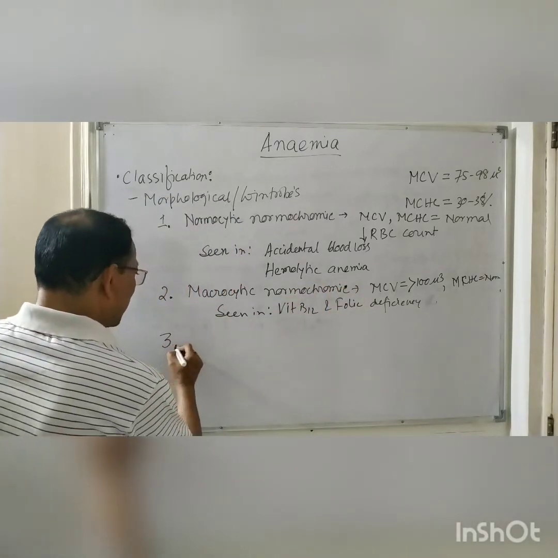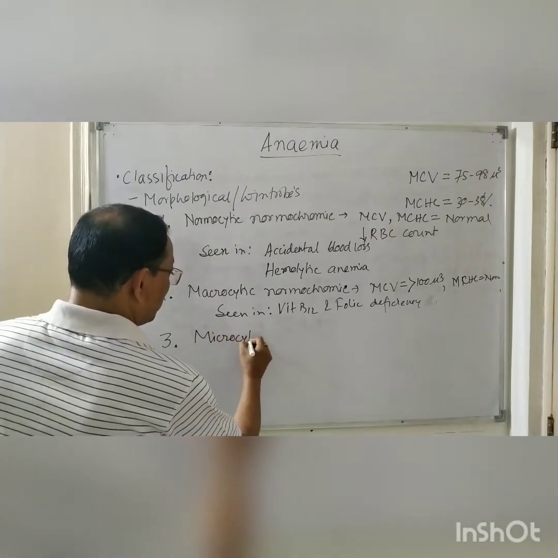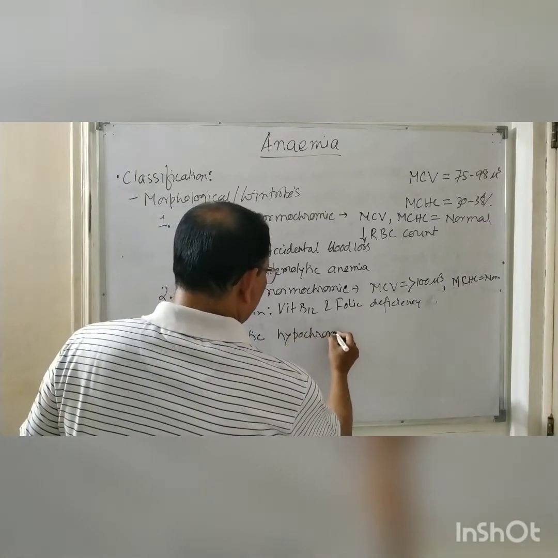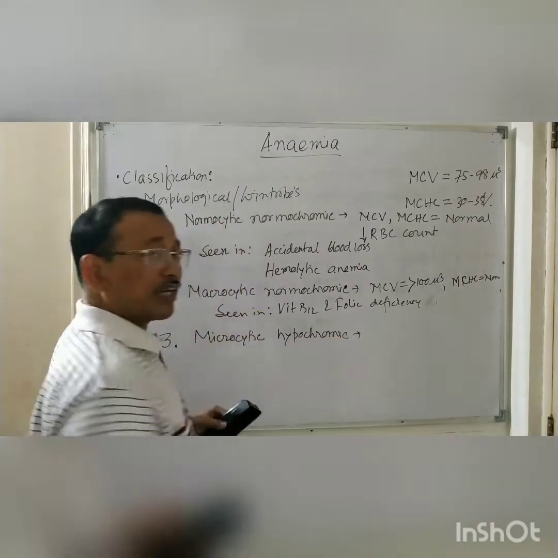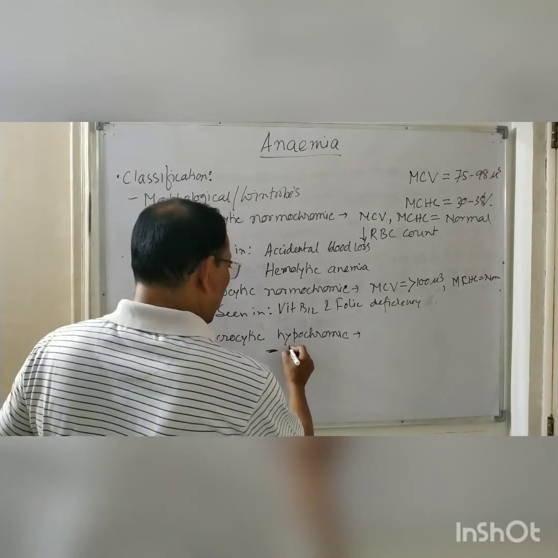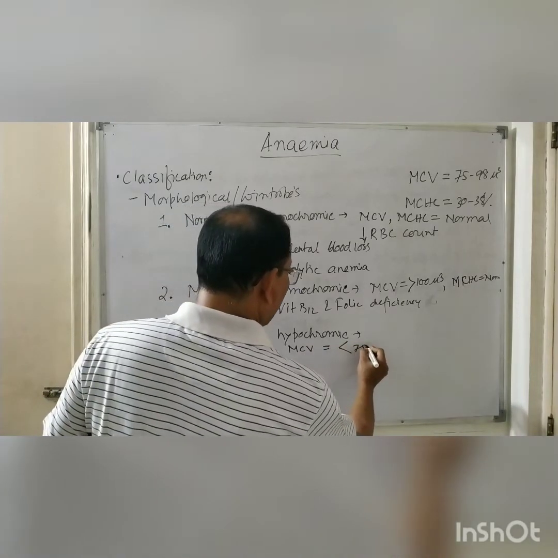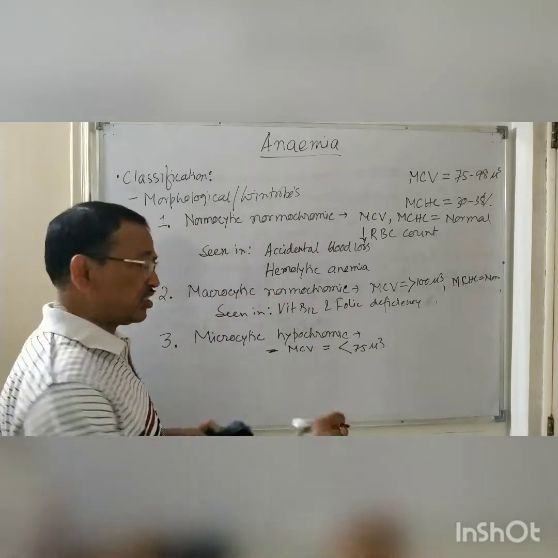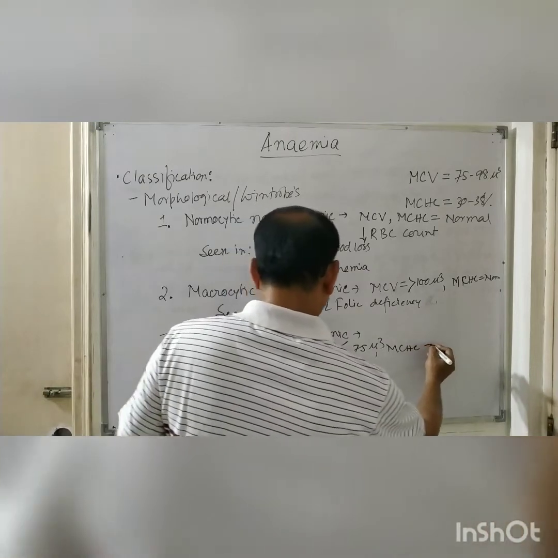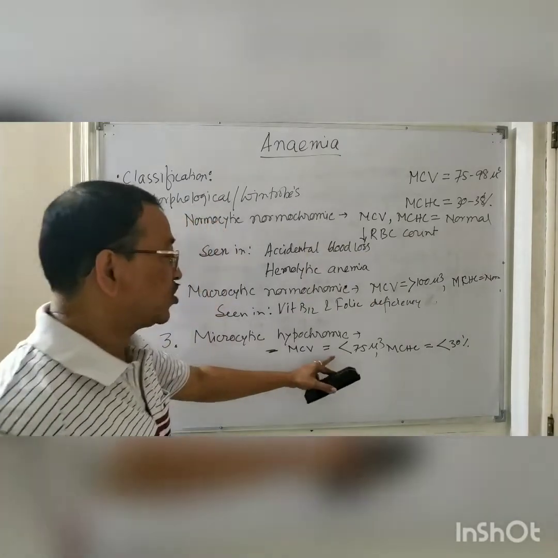The third type of morphological classification is known as microcytic hypochromic anemia. So in this case, what happens? Number one, microcytic, so MCV is less than 75 cubic micron. MCV is decreased, and MCHC is also decreased, below 30%. So both the parameters will be decreased.